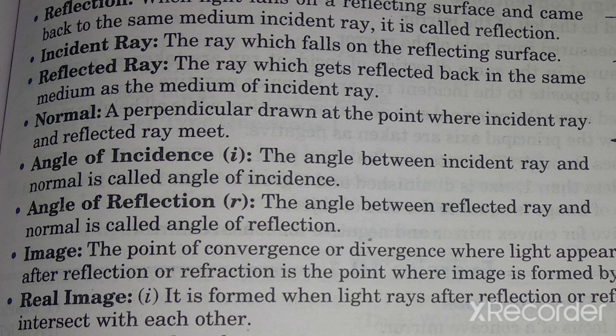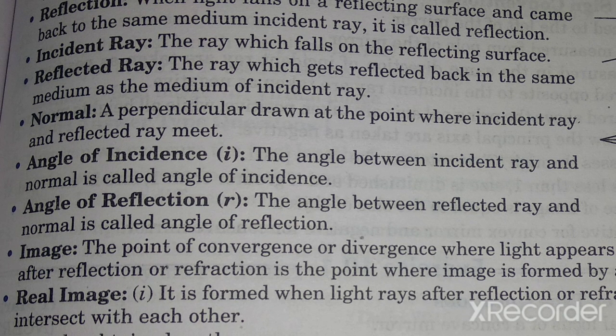I will show you again. After the completion, I will show you the whole diagram and show you the incident ray, reflected ray, normal, and both the angles. Now, what is a normal? A perpendicular drawn at the point where the incident ray and reflected ray meet is known as normal. It is drawn perpendicular to the surface, the flat reflecting surface, or the curved reflecting surface. That perpendicular is known as normal, where both the incident ray and reflected ray meet.